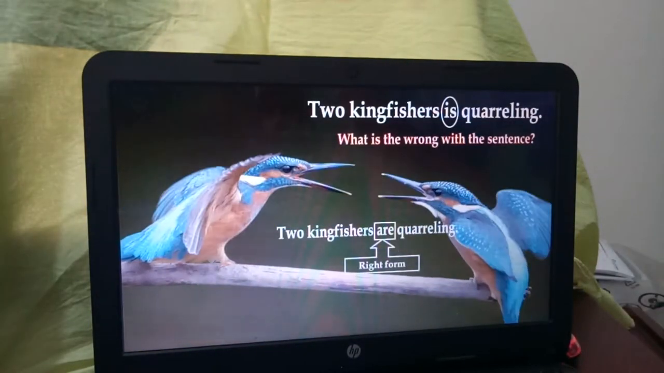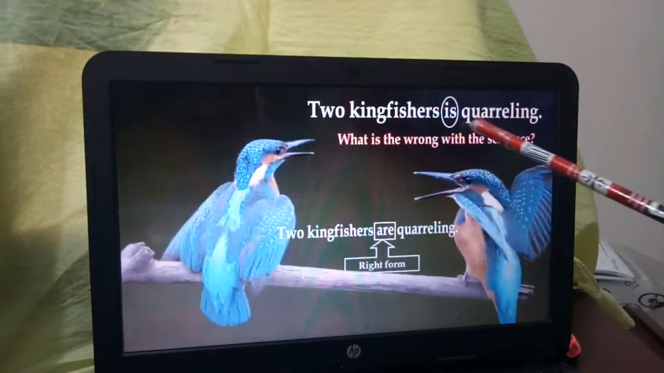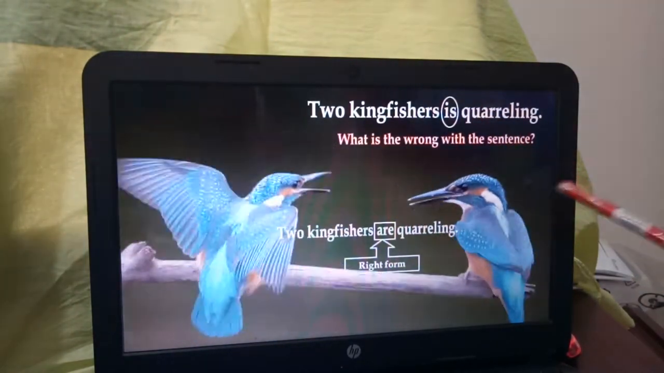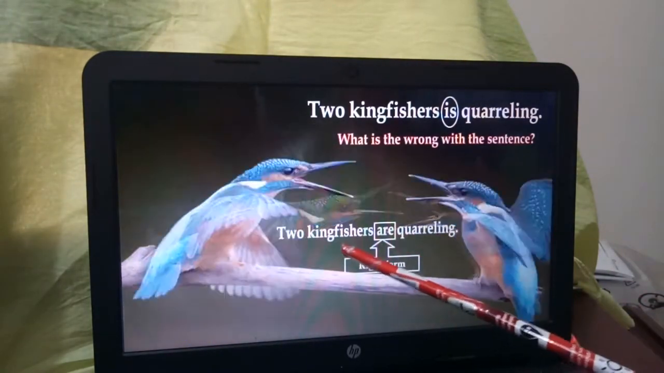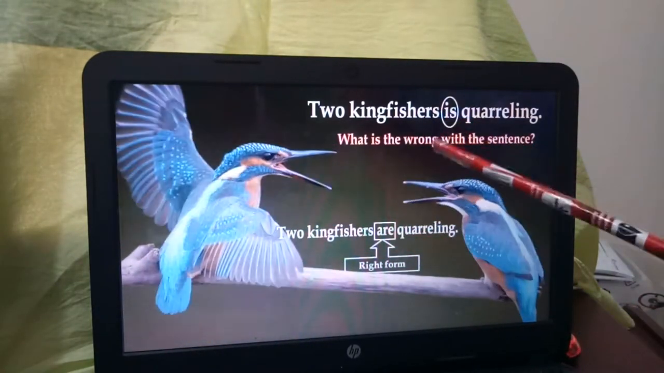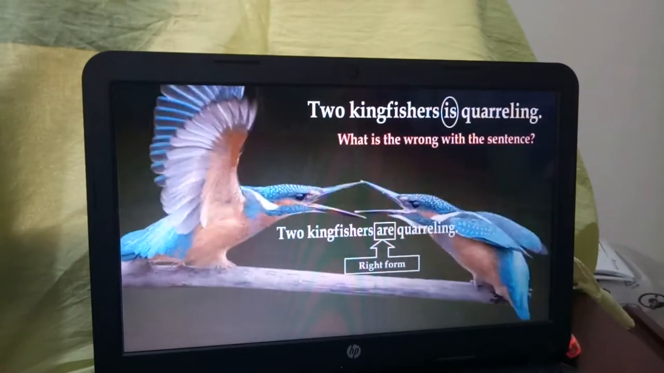Dear student, what can you see? Two kingfishers is quarreling. Is this correct? What is wrong with the sentence? Yes, you are right. Two kingfishers is plural, so it will be are, not is. The two kingfishers are quarreling.